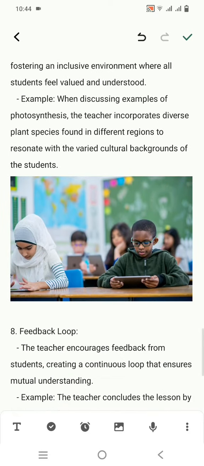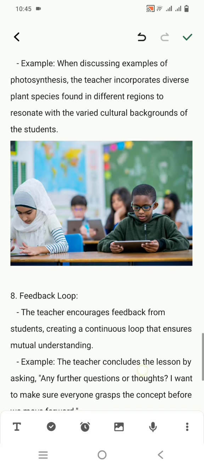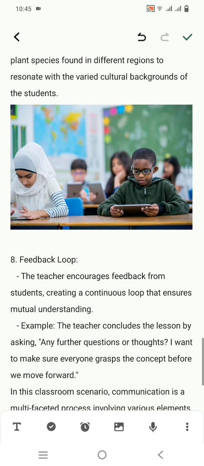Number 8, feedback loop. The teacher encourages feedback from students, creating a continuous loop that ensures mutual understanding. Example: the teacher concludes the lesson by asking, "Any further questions or thoughts? I want to make sure everyone grasps the concept before we move forward."